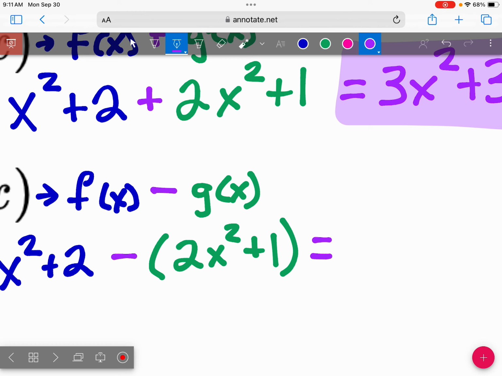Yeah, sorry, my brain took a second to process that one. Yes, negative 1x squared, or negative x squared, because x squared minus 2x squared.